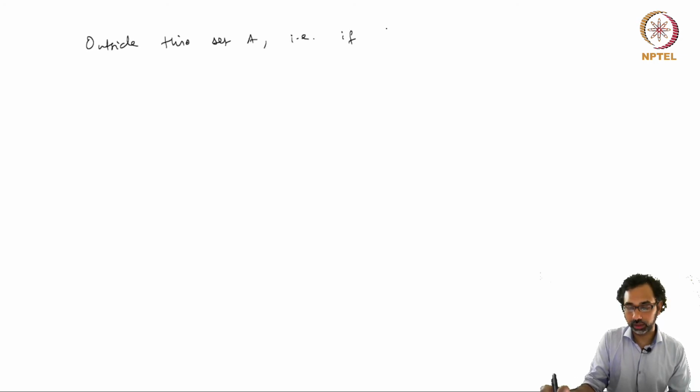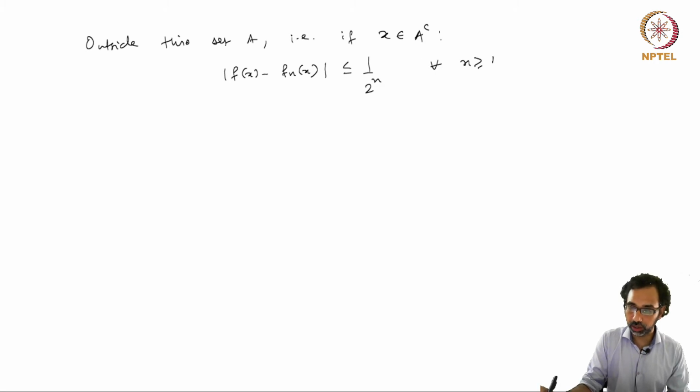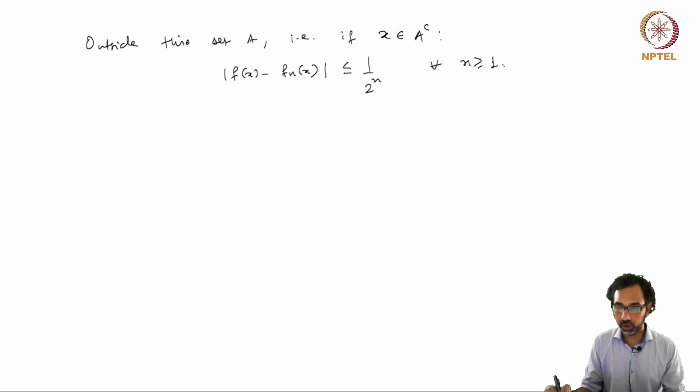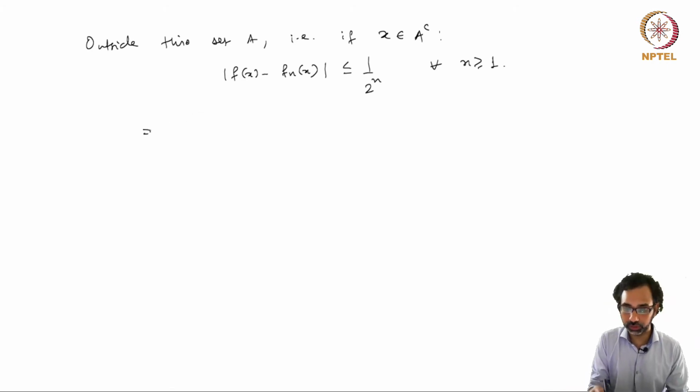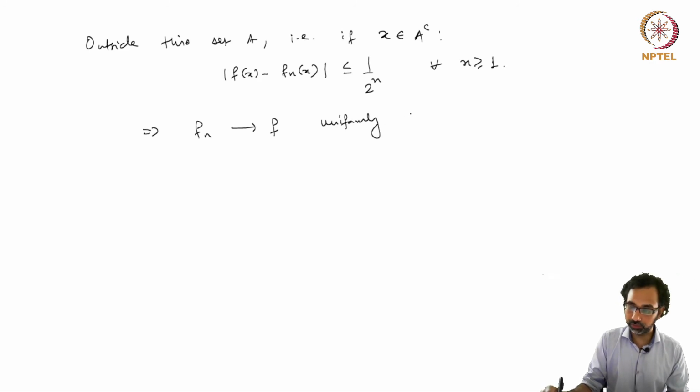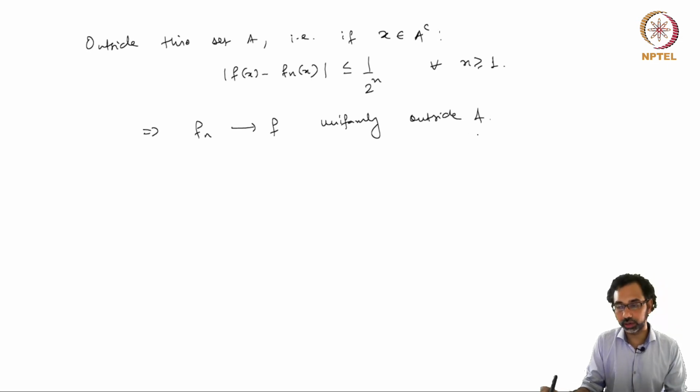So if x belongs to A complement, then we have |f(x) minus f_n(x)| is less than or equal to 1 over 2 to the power n for all n greater than or equal to 1, and this implies uniform convergence of this function sequence. f_n converges uniformly to f outside A, and so this is our required set outside of which there is uniform convergence of f_n's to this function f.